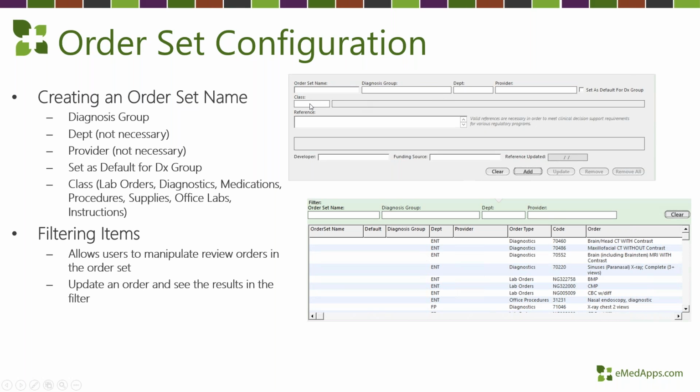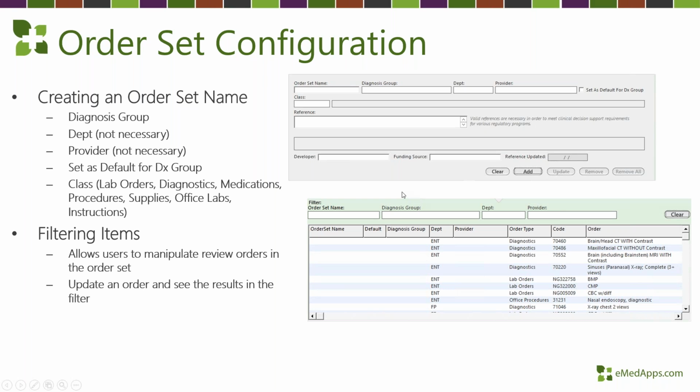Obviously, the class is the next field that is critical. The class means the type of order. You have labs, diagnostics, medications, procedures, supplies, office labs, and instructions. So when you choose that class, it's going to give you a choice in the template, and I'll show you. We're going to go in and make an order set in a few, but that will show you what that selection does, and it gives you the choices of all of these items there, the lab orders and diagnostics and so on, and then you can actually select what's built within your system.